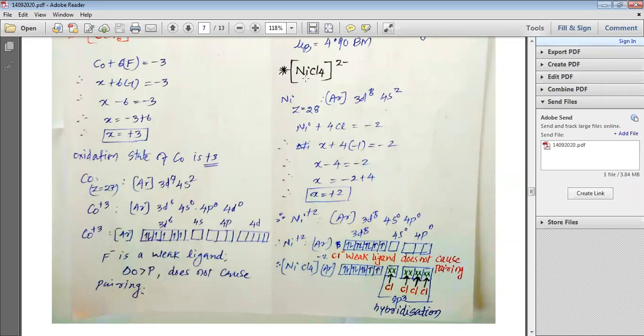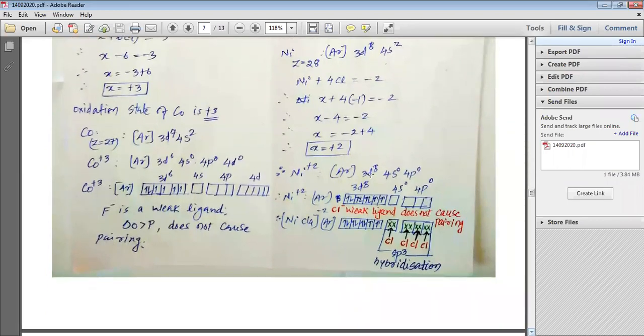Now we have the next compound, which is NiCl4. The oxidation state of Ni in NiCl4 is +2. The electronic configuration of Ni, Z equal to 28, is argon 3d8 4s2. When Ni turns into Ni +2, 2 electrons from 4s are removed. So the electronic configuration of Ni +2 is argon 3d8 4s0 4p0.